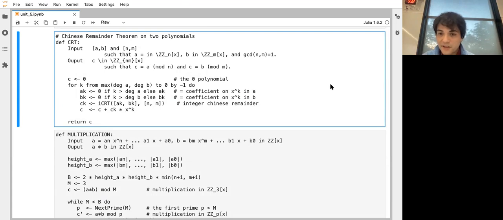Paul, can you comment on if and when the CRT-based multiplication is more efficient than just multiplying two polynomials directly? There are multiple multiplications mod P here to achieve a single multiplication.